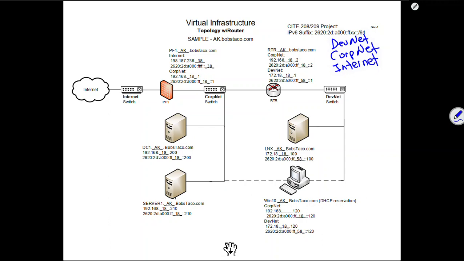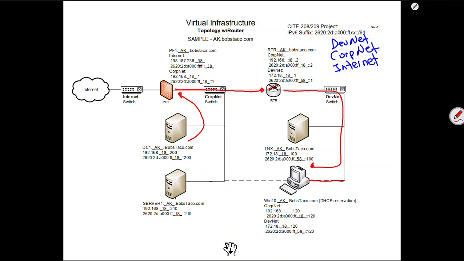So let's take a look at that path. So over here, say that we've got Win10 connected this way, and we want to ping from DC1 to Win10. If we do nothing, then here's how it will go. The ping request will go to PF1. Now, if PF1 is configured to know about DevNet, then PF1 will take that packet and say, oh, that packet, I know where it's at. It will send it to RTR, which then RTR will deliver it to Win10.